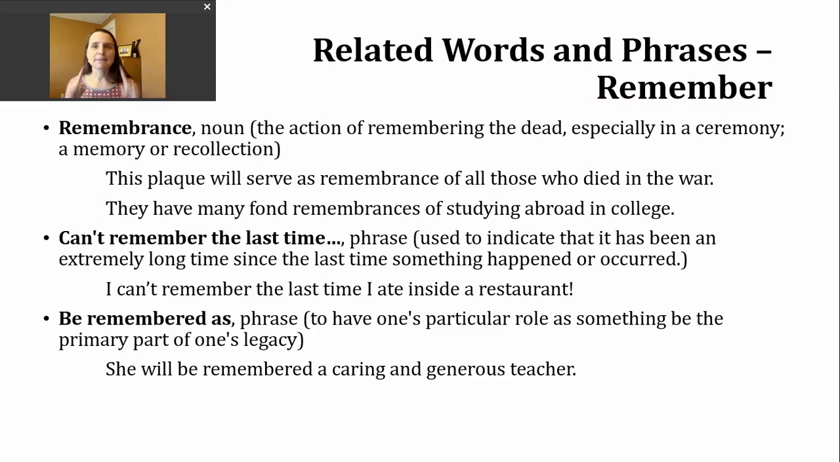So, plaque, you might think of something that hangs on a wall, or it could be on a statue that's engraved. It's meant to last a very long time, and in this particular sentence, it is acting to remember those who have died. A second way you might hear the noun remembrance used is to mean just a memory or a recollection.